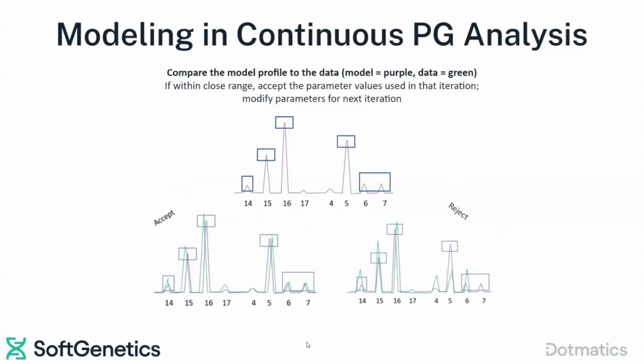Okay, so at the end of the iteration, the model is comparing the model profile to the data. And so I have the model drawn in purple and the actual data in green. Here we're taking a look to see if they're similar. If so, it's accepted, and this is the new start point. If they're not similar, it's rejected and it goes back to that original one and then picks another set of parameters to model.